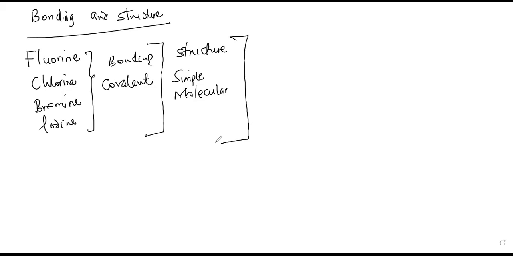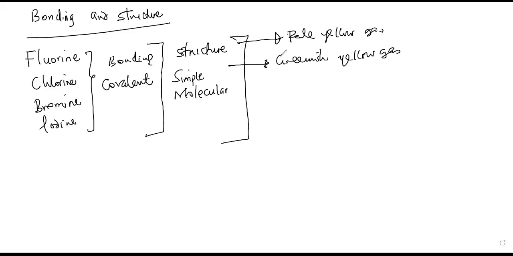After knowing the structure, it can give us a clue to the physical state and their color at room temperature. Fluorine is a pale yellow gas. Chlorine is a greenish yellow gas. Bromine at room temperature is a red liquid, while iodine at room temperature can be seen as gray or black, but solid.